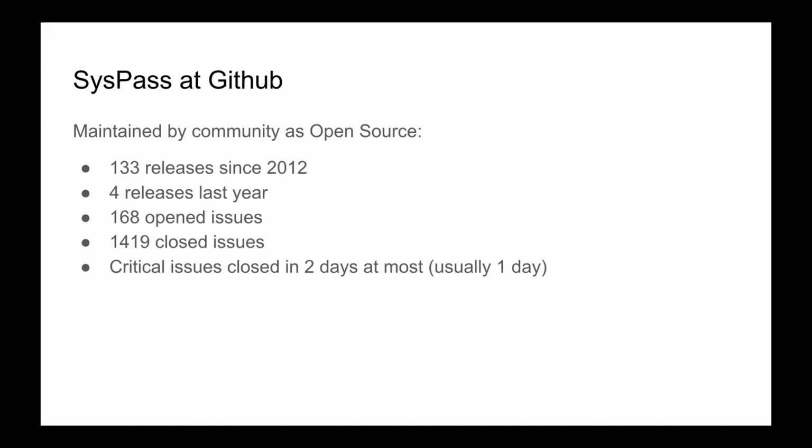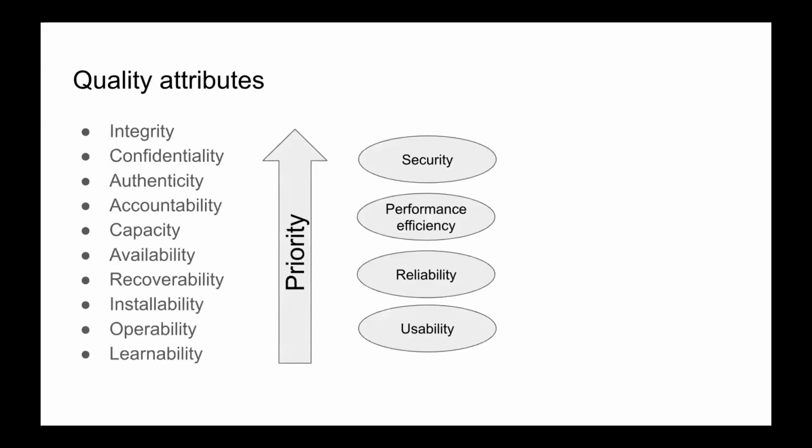Next slide, please. So we use the quality model ISO 25010 and select the most appropriate quality attributes, and prioritize them according to the customer needs and our expertise. So let's go further.